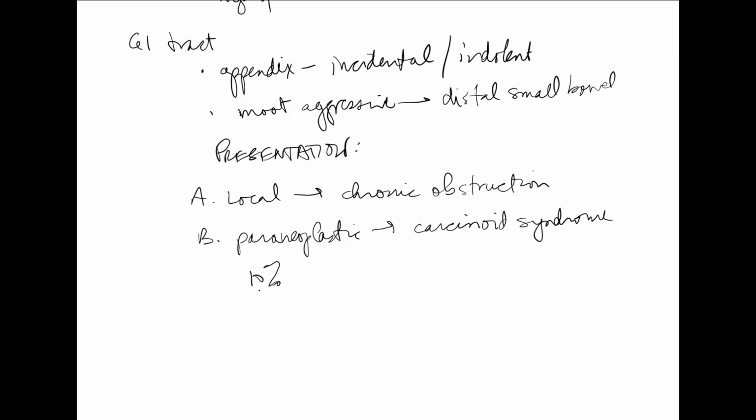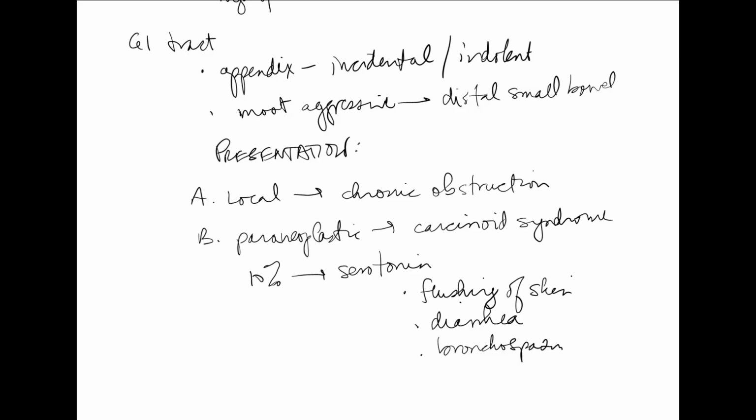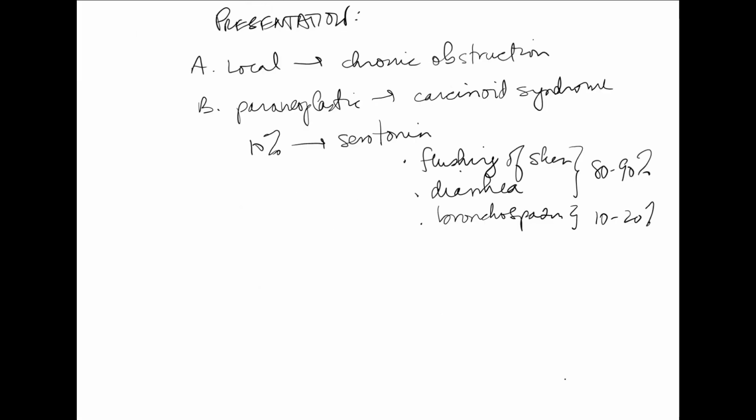10% of carcinoid tumors secrete clinically significant amounts of serotonin, and this has three characteristic symptoms: flushing of the skin, particularly of the upper body, diarrhea, this is a secretory diarrhea, and bronchospasm. Flushing and diarrhea are seen in 80 to 90% of cases, and bronchospasm is much less common at 10 to 20%. Note that the carcinoid syndrome does not present until it is metastatic to the liver.